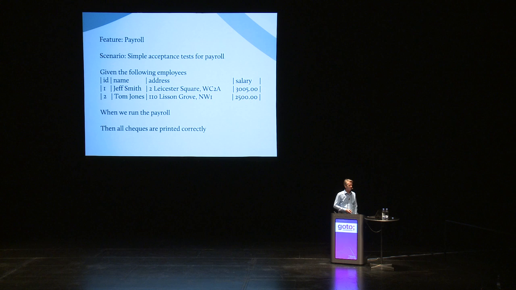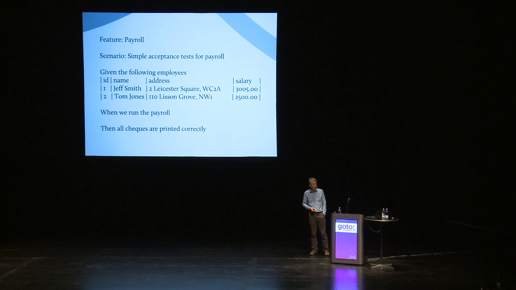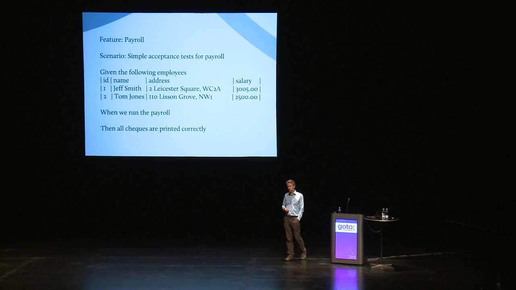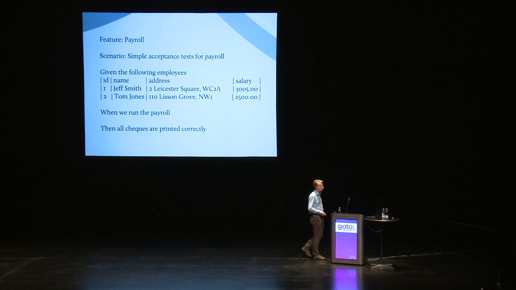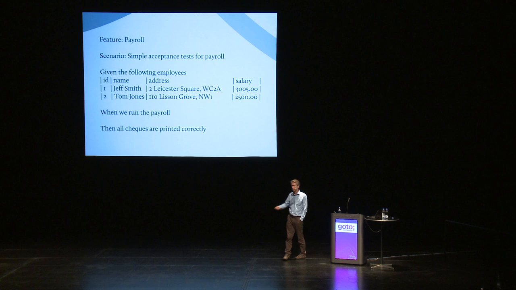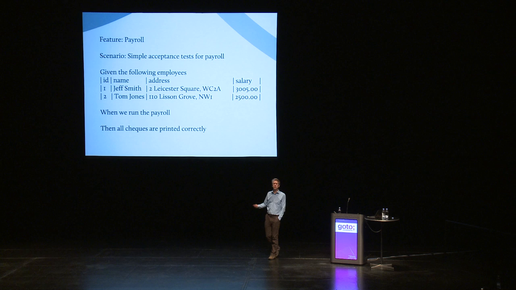The feature is described as payroll, and the scenario is a simple acceptance test for payroll. So again, a little bit clearer and more terse than the first example I showed. Again, it's got the given, when, then. In this case, we're given a set of employees. There's a little bit of data for them. The when that we're testing here is running the payroll, so when we run the payroll, and the expectation, the then, all checks printed correctly. There's perhaps a subclause, everyone lives happily ever after.